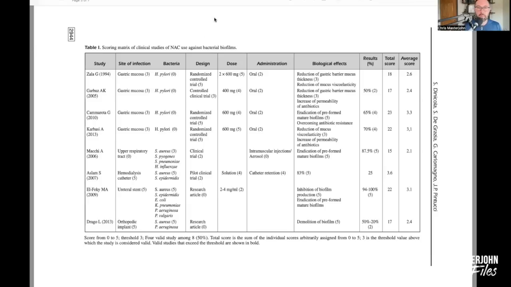Numerous different bacterial biofilms. And what does that tell you? Well, it tells you that this is a highly non-specific event, non-specific effect. Now, the other thing that is a little concerning about that table is there's just a general non-specific reduction in the thickness and viscoelasticity of the mucus layers.